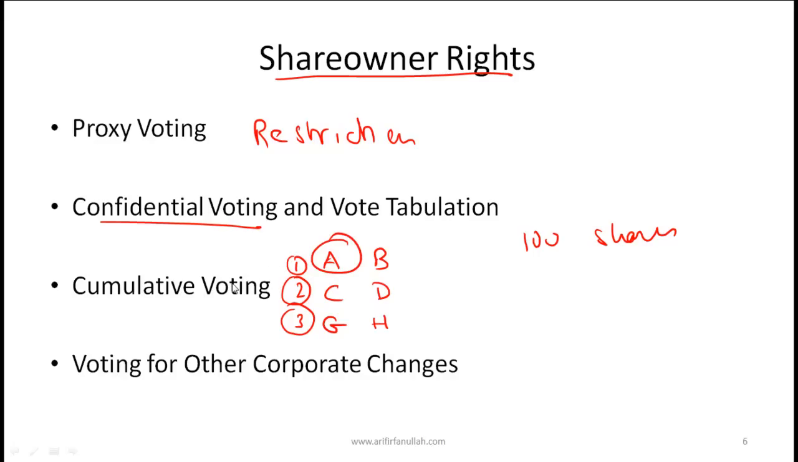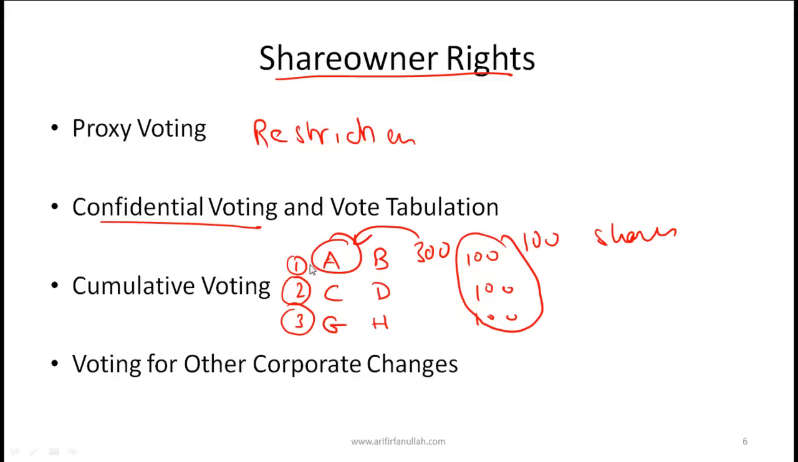What he can do under the cumulative voting mechanism is he actually has 300 votes. Since he has 100 shares, he can vote 100 shares over here, 100 over here, 100 over here under normal circumstances. But if a company allows cumulative voting, he can put all these together and vote all 300 for person A. And since he doesn't really know much or care much about these two seats, he can just use cumulative voting and put all his votes against A.